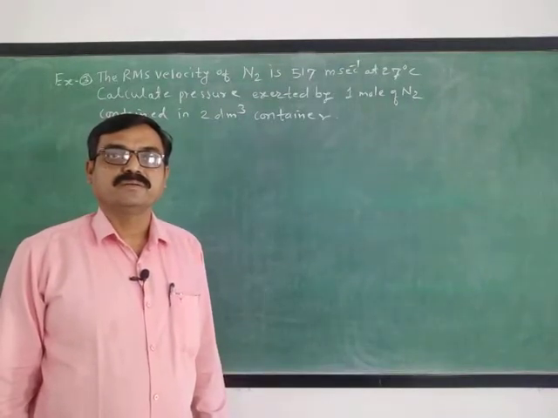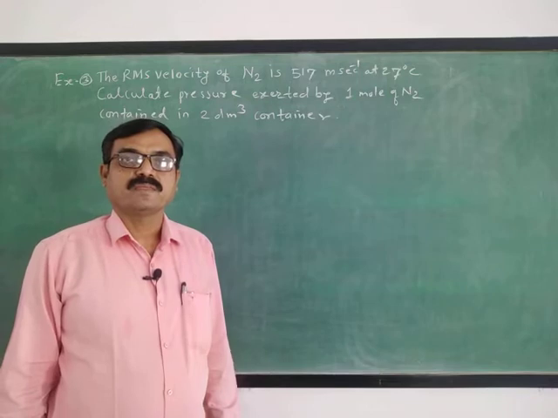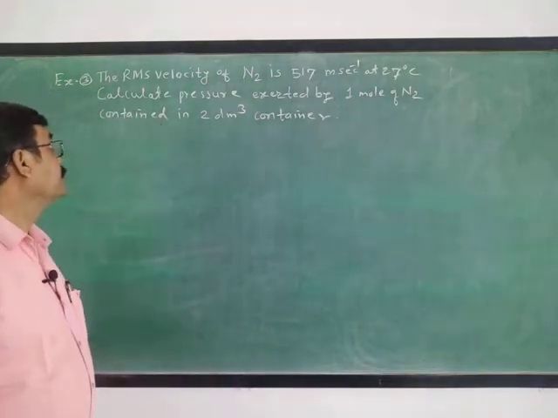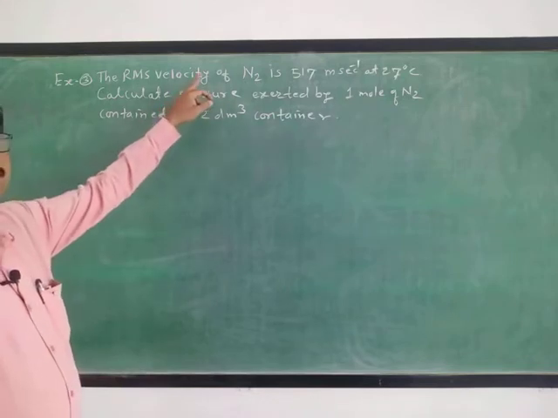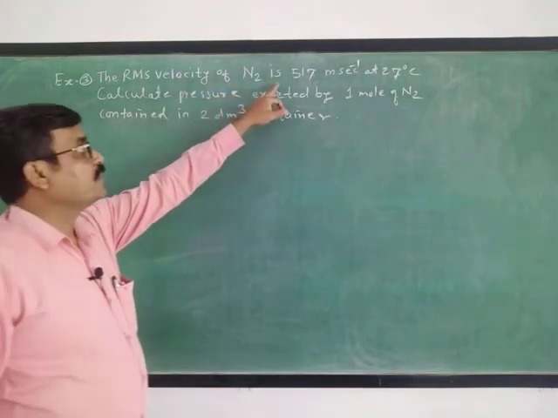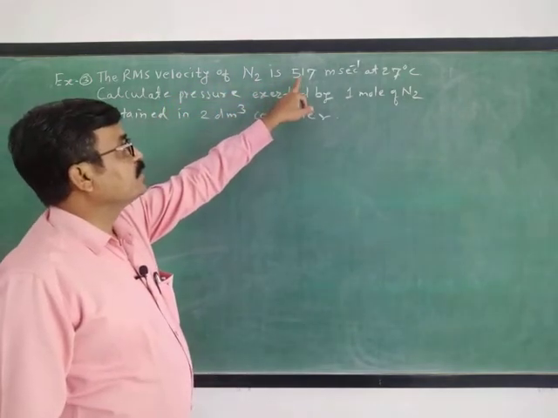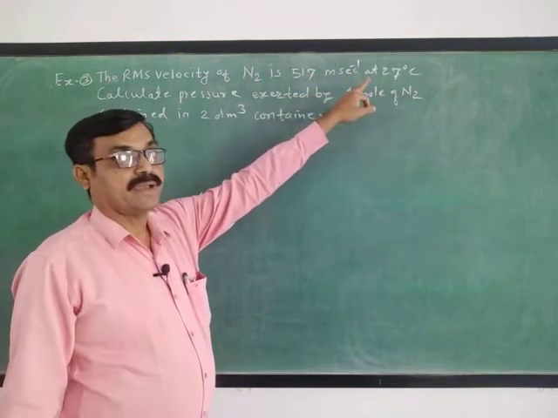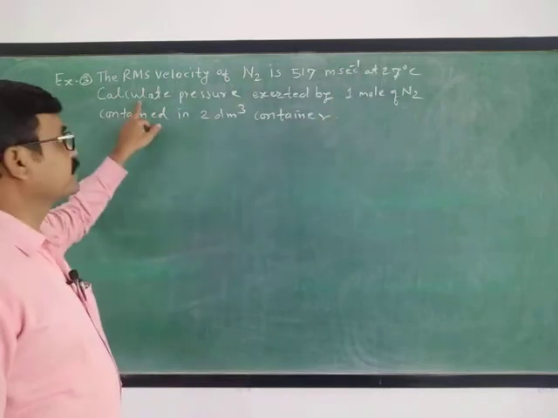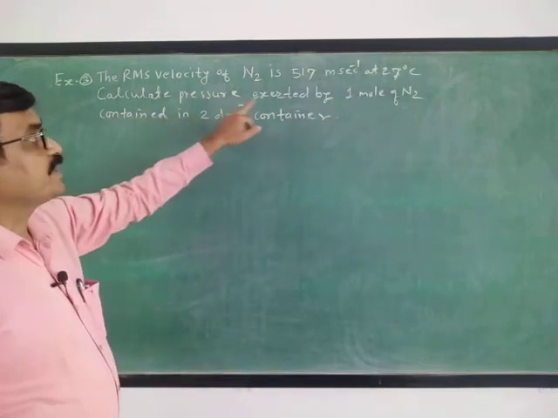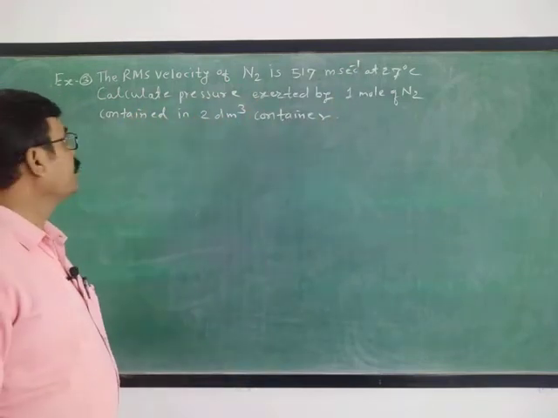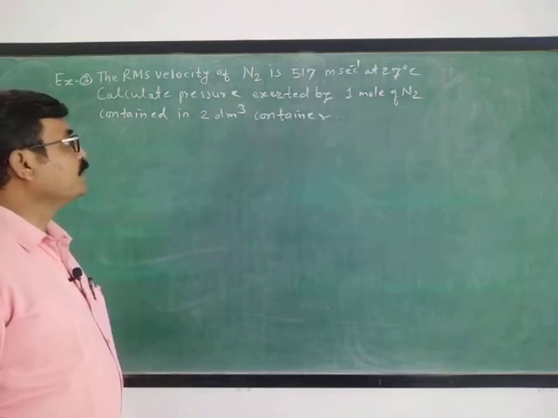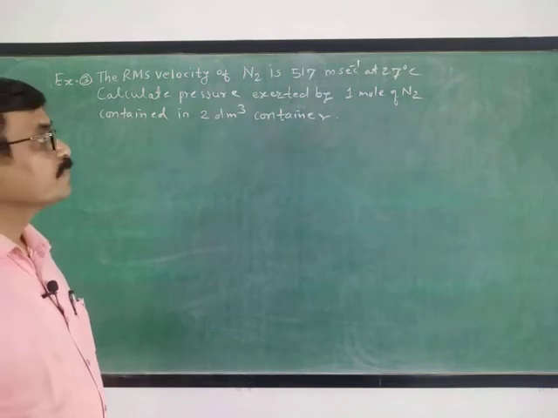Welcome student. Now see numerical number 3. The RMS velocity of nitrogen is 517 meter per second at 27 degrees Celsius. Calculate pressure exerted by 1 mole of nitrogen contained in 2 dm cube container.